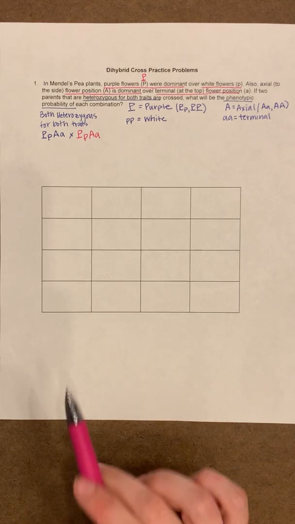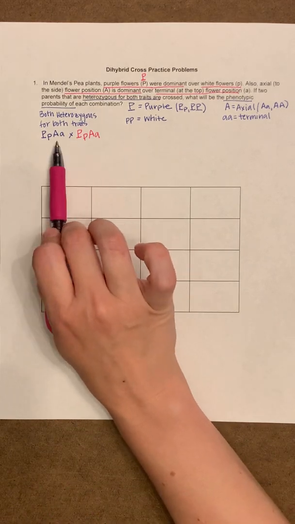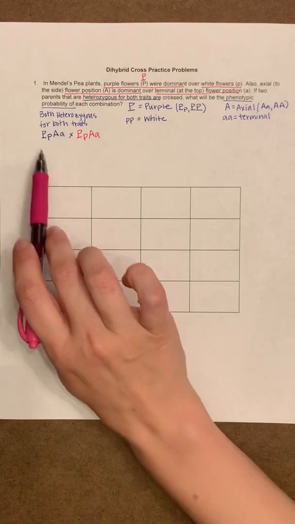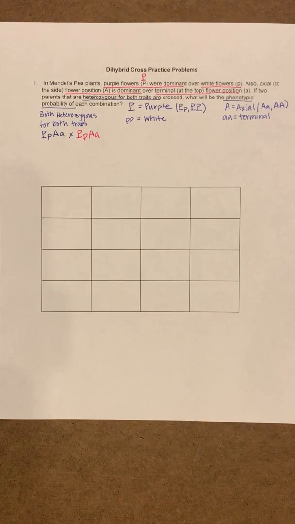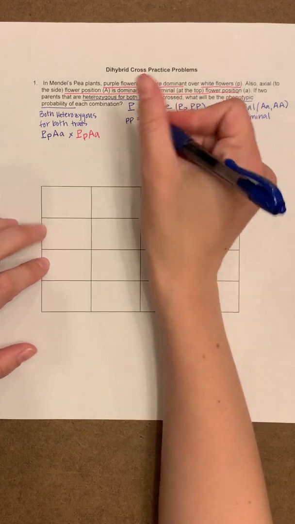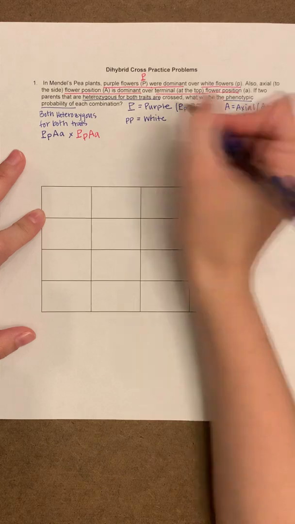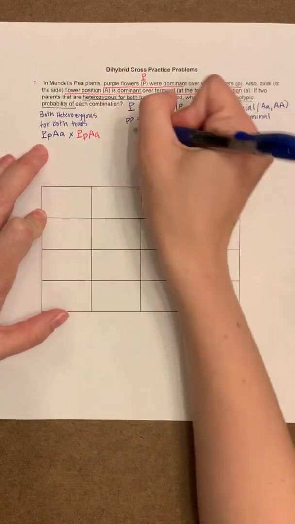So my next step is I need to figure out all the different allele combinations that I could get in my gametes of both parents. And there's a nice way to do this so it's systematic and you don't miss anything. I'm going to write one of the parents' genotypes over here. So we'll do this one.